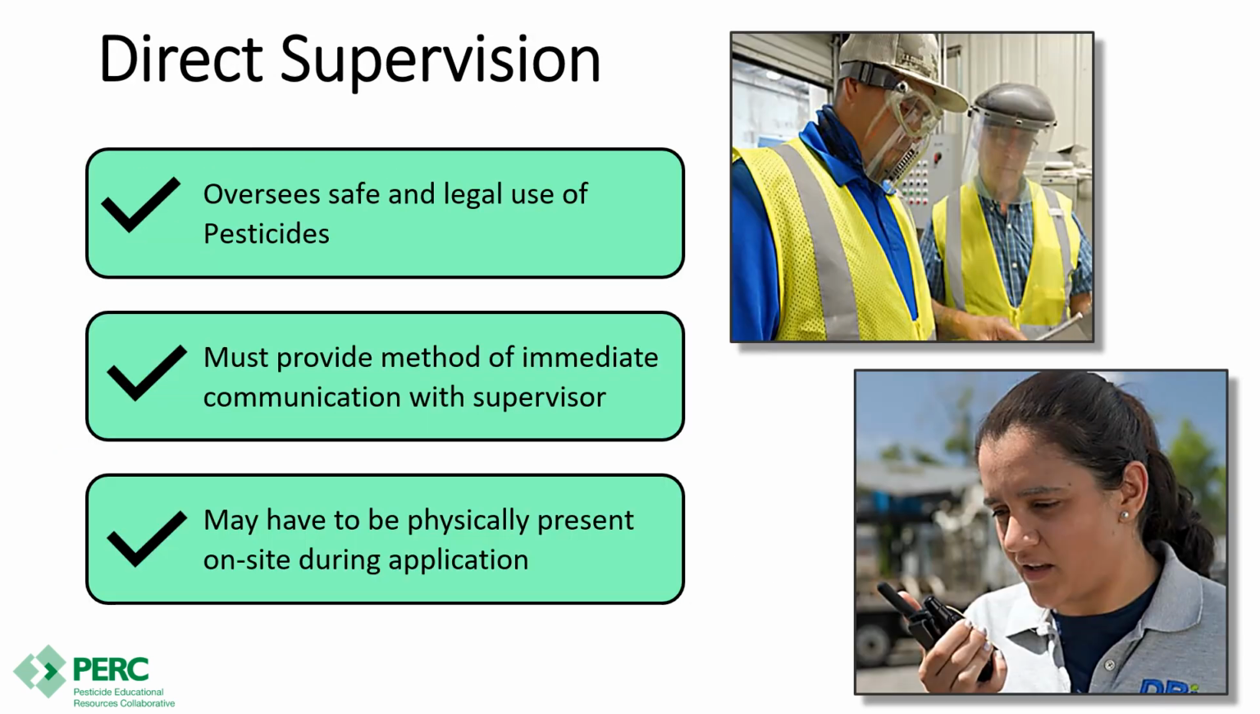Direct supervision means that a certified applicator is responsible for overseeing the safe and legal use of pesticides by a non-certified applicator. Under federal law, this means the certified applicator must provide the non-certified applicator with a way to communicate immediately with the supervisor. The labeling directions of the pesticide product being used will determine if your supervisor must be physically present on site or if they may supervise from a location off-site.